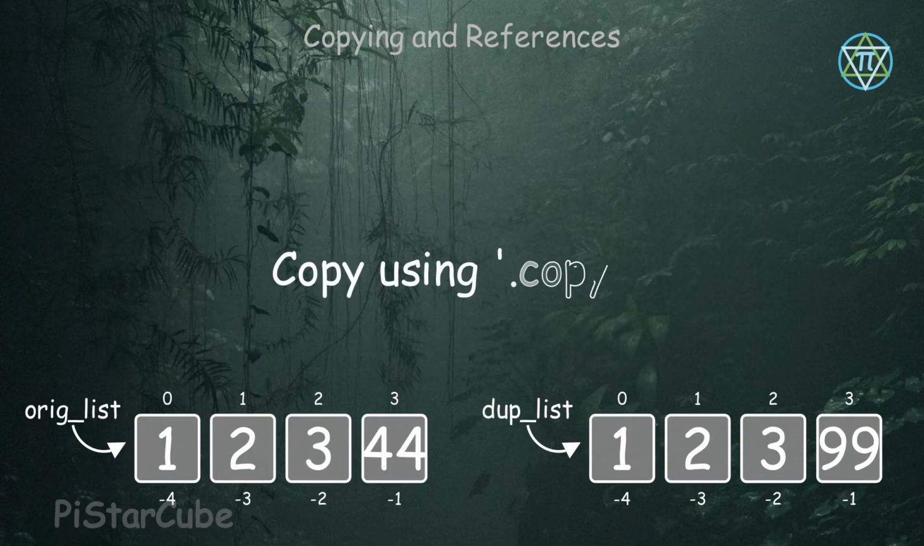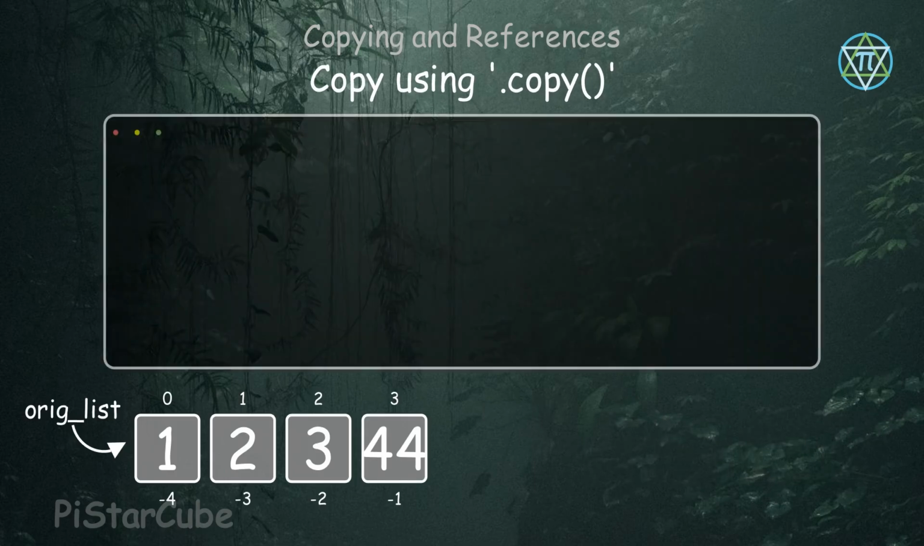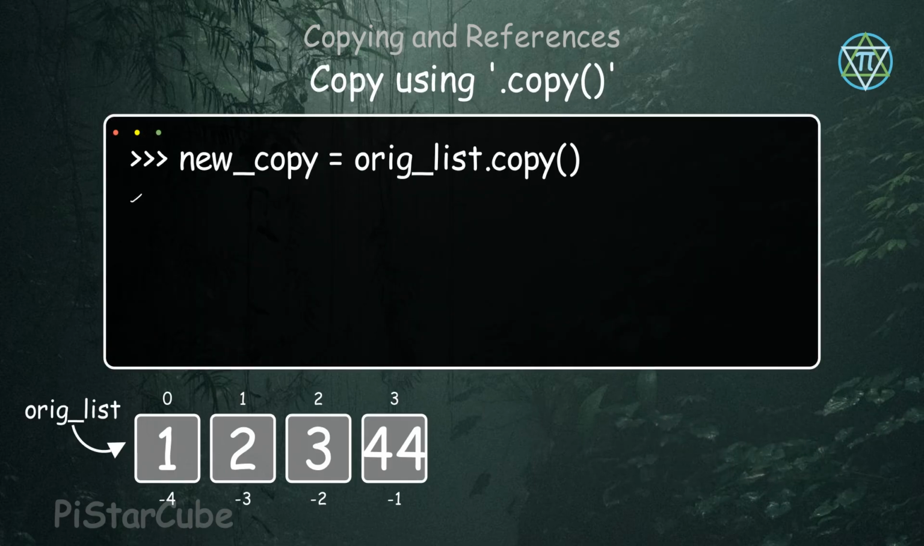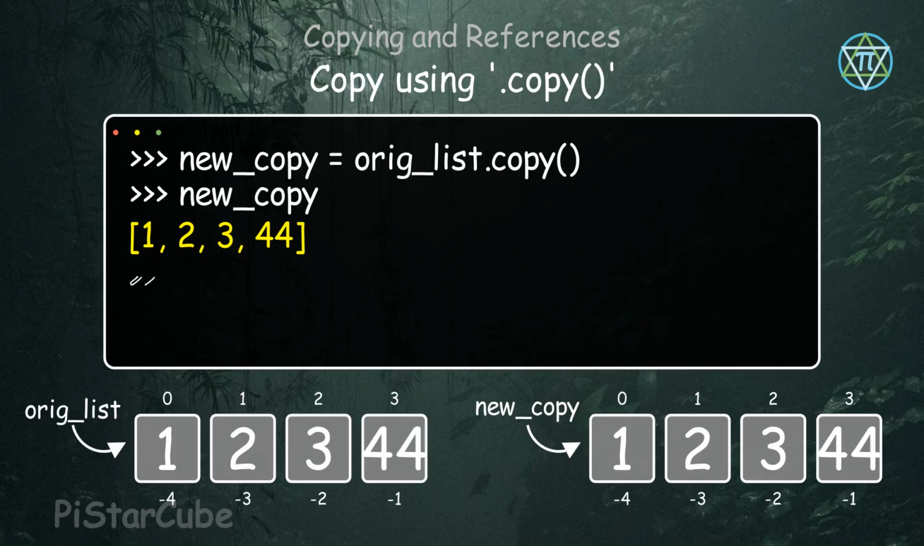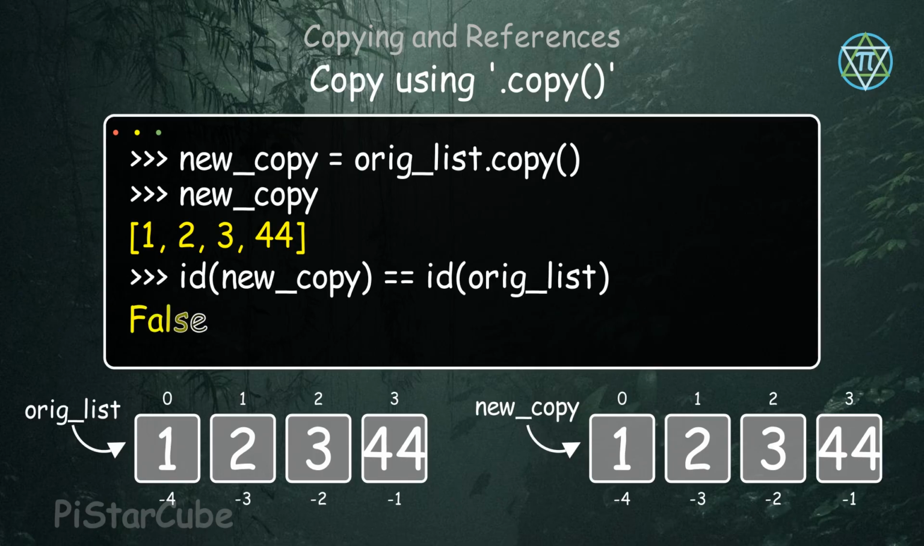Another way to create a shallow copy is by using the copy method. Here new copy makes a separate list with the same elements. When we compare their IDs, it returns False. This confirms that both are different objects in memory, as you see on screen as well. So changes on one list won't affect the other list.